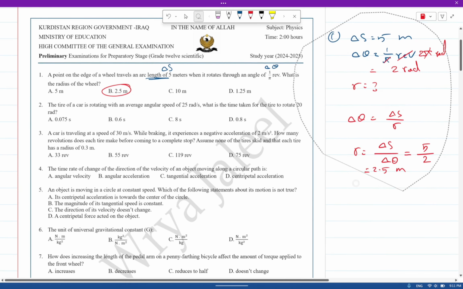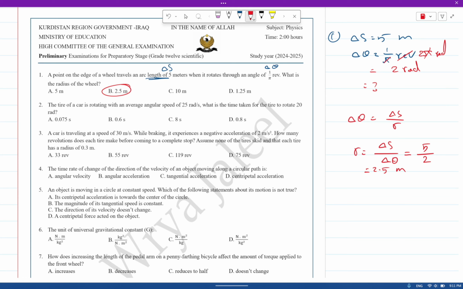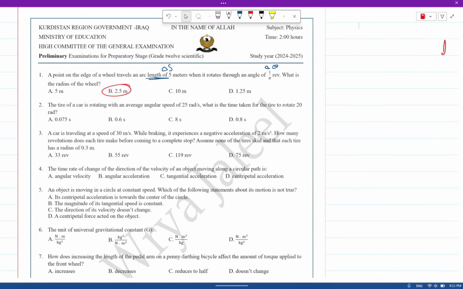All right, moving to the next question. The second question says, a tire of a car is rotating with an average angular speed of 25 radians per second. So this is omega. That is the second question. So omega is 25 radians per second.